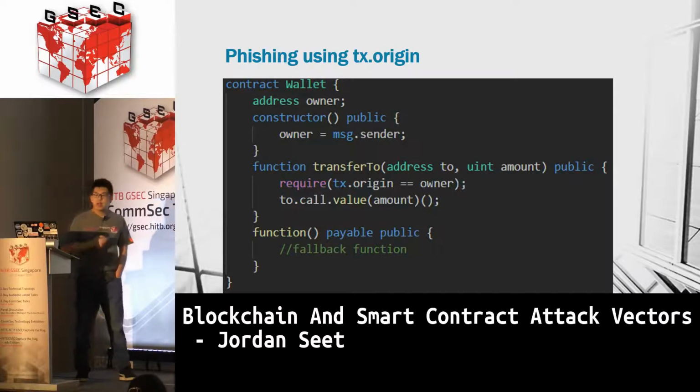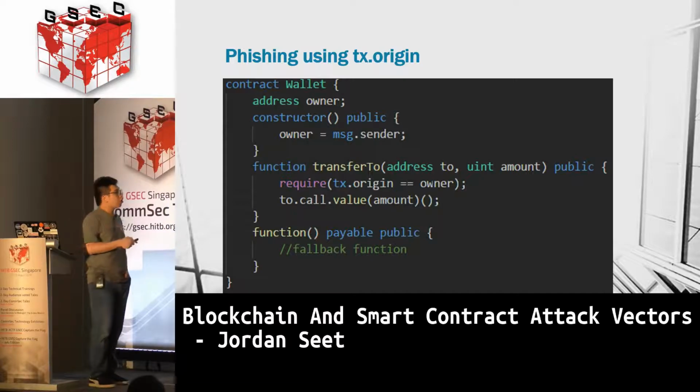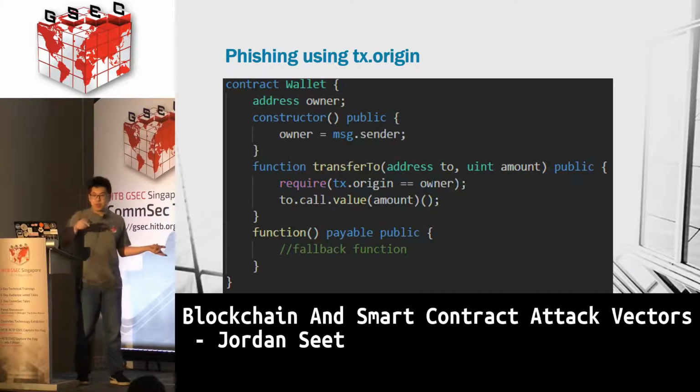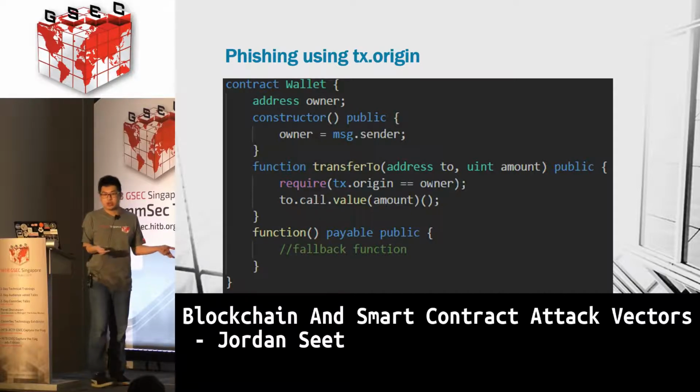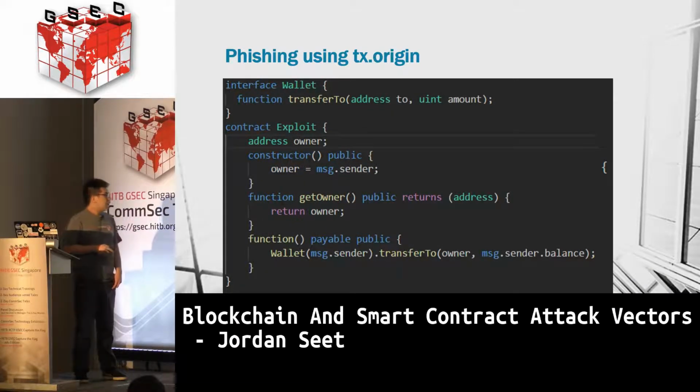So understanding the nuance of smart contracts is important. When a contract calls another contract, it is the message sender. However, the person who pressed the button in the first place, that person is the transaction origin. So I can write an exploit that basically calls the wallet. I insert the message sender of the wallet and then I transfer.